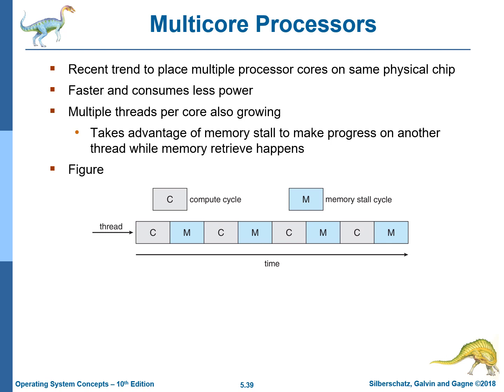There is a recent trend to place multiple processor cores on the same physical chip. It's faster and consumes less power. Multiple threads per core is also growing, and it takes advantage of memory stall to make progress on another thread while the memory retrieval happens. You can see the figure below.